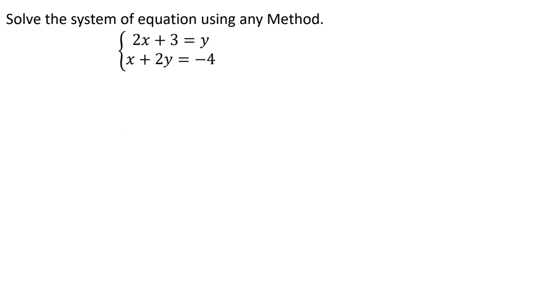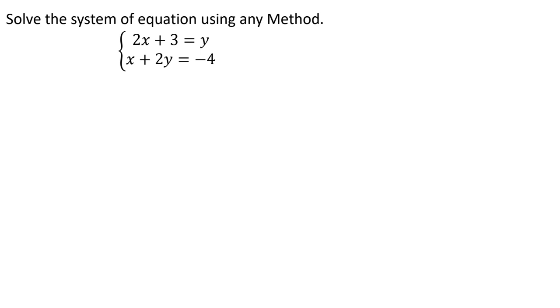All right, so let's try it again. Solve the system of equations by using any method. Now, if they let us choose any method, let's try to use the easiest method, or the one that's basically set up for you to solve. If I look at this system, I have 2x plus 3 equals y, and that is in slope-intercept form, if you recognize it. And then we have x plus 2y equals negative 4, which is our general form.